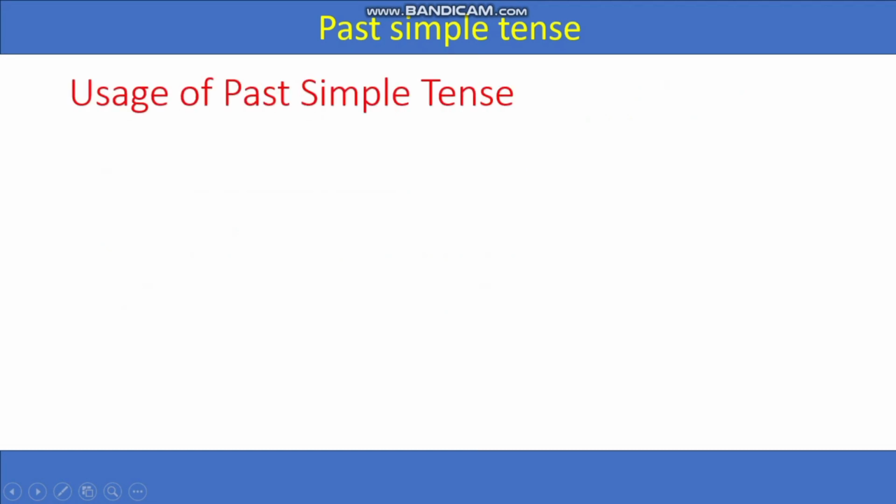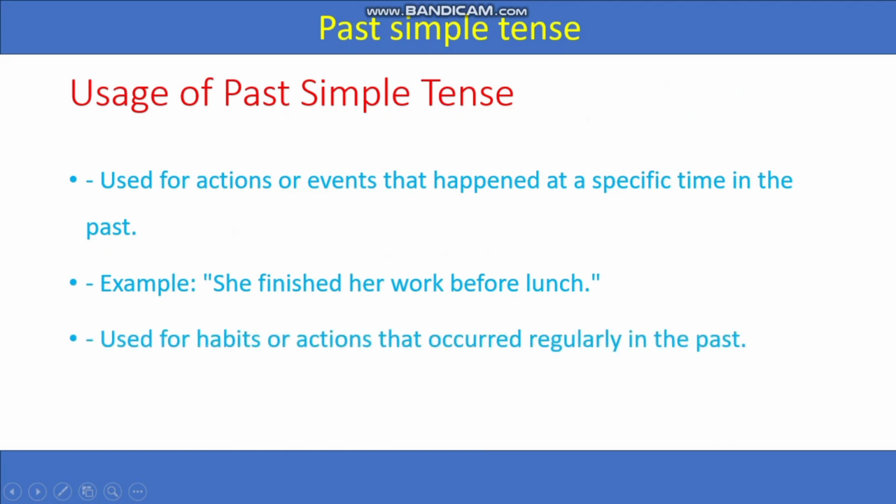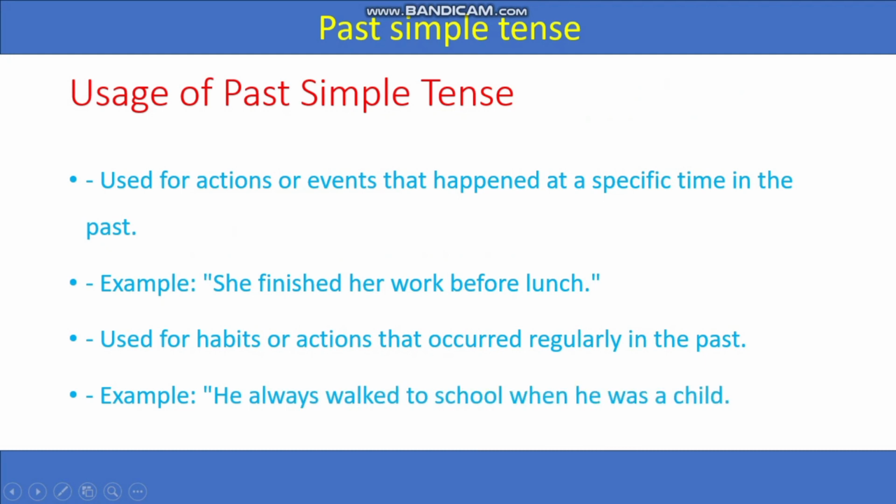Okay, usage of past simple tense, where do we use it? It is used for actions or events that happened at a specific time in the past. This is already done. Example, she finished her work before lunch. This is done. It is also used for habits or actions that occurred regularly in the past. Example, he always walked to school when he was a child.